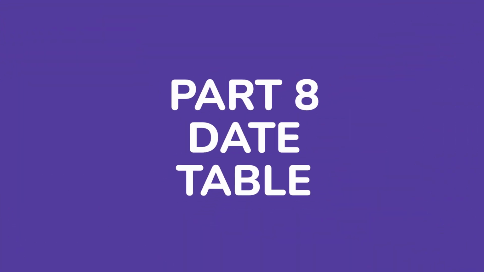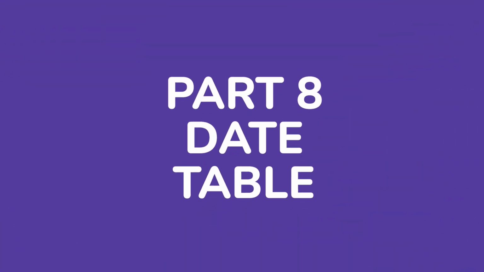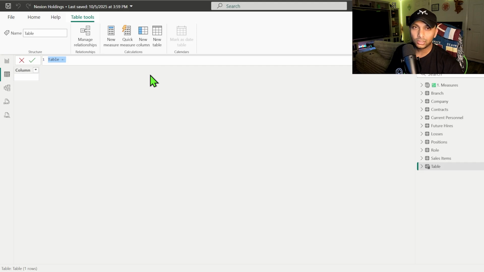All right, so what we're going to do is click on table view, then click on new table, and this is where we're just going to write our DAX. Nothing crazy here, but we're just going to make a date table from scratch. So we can call it date table.